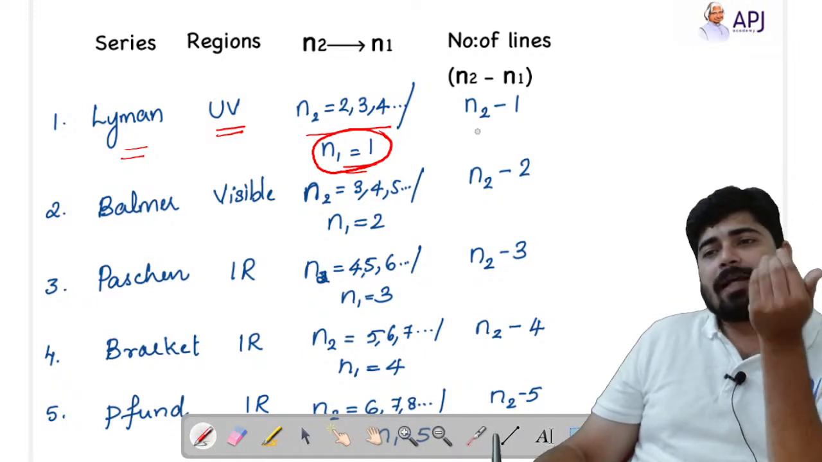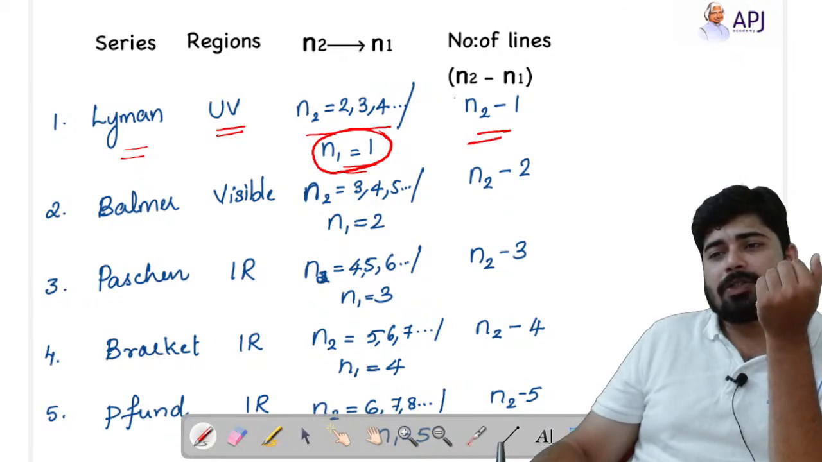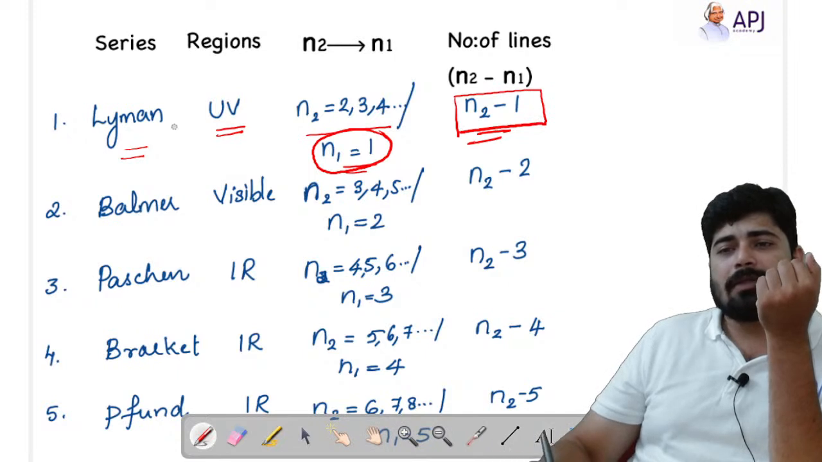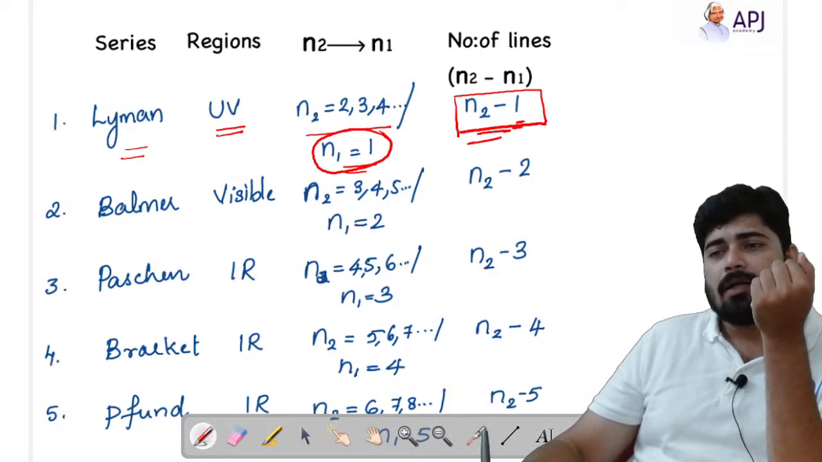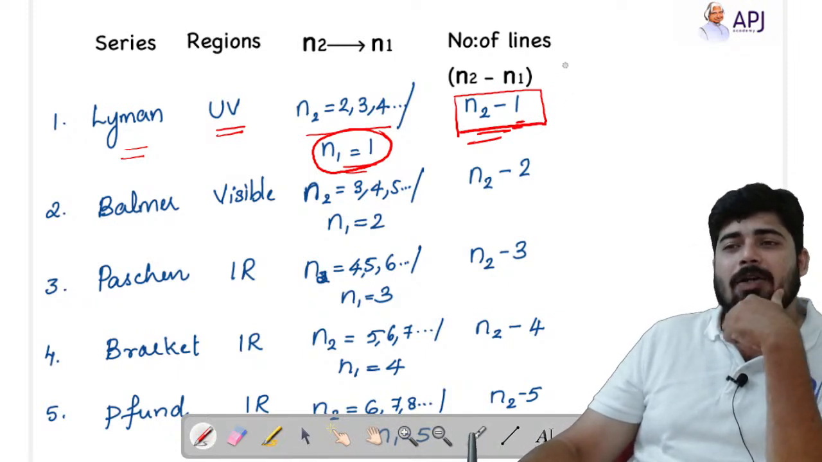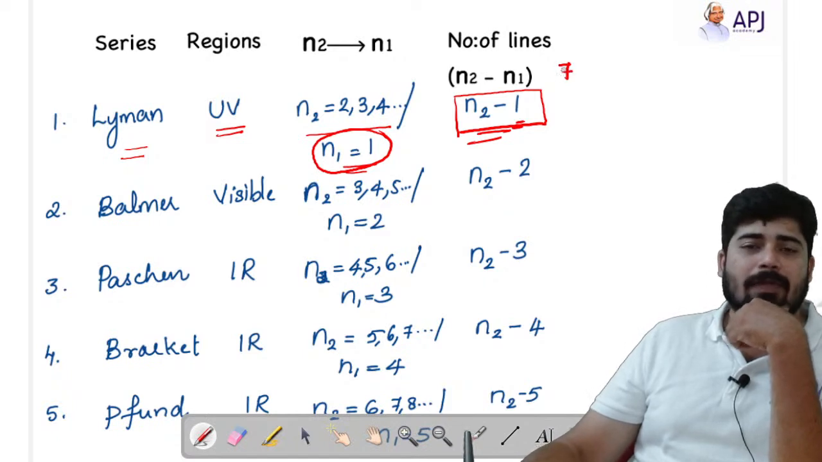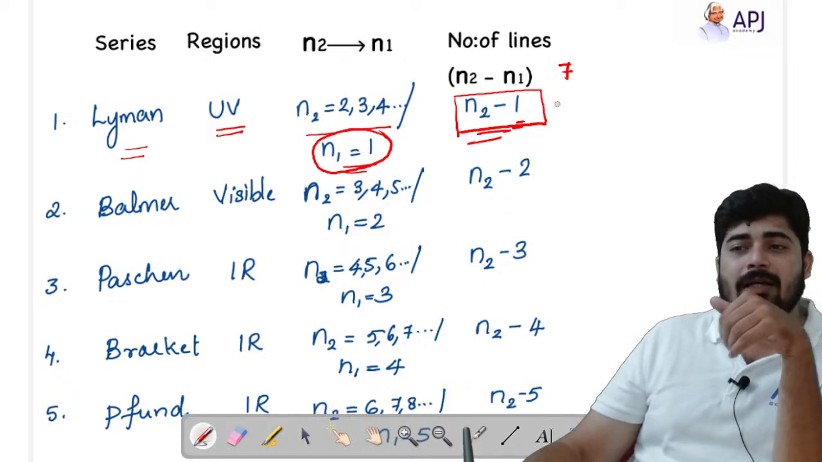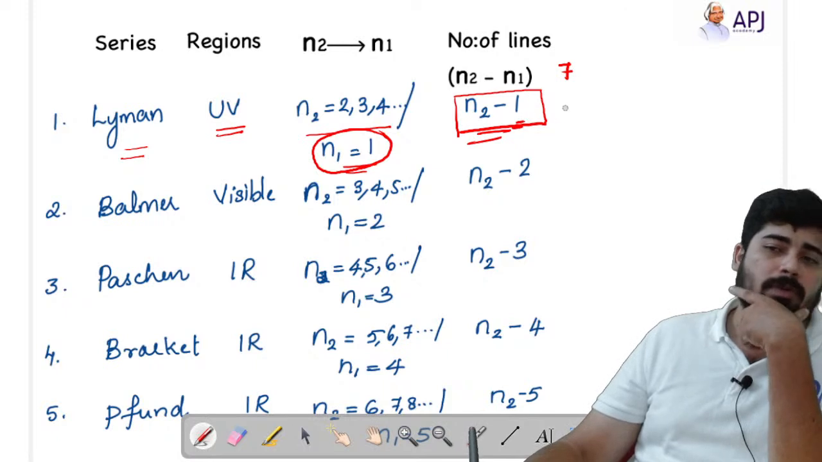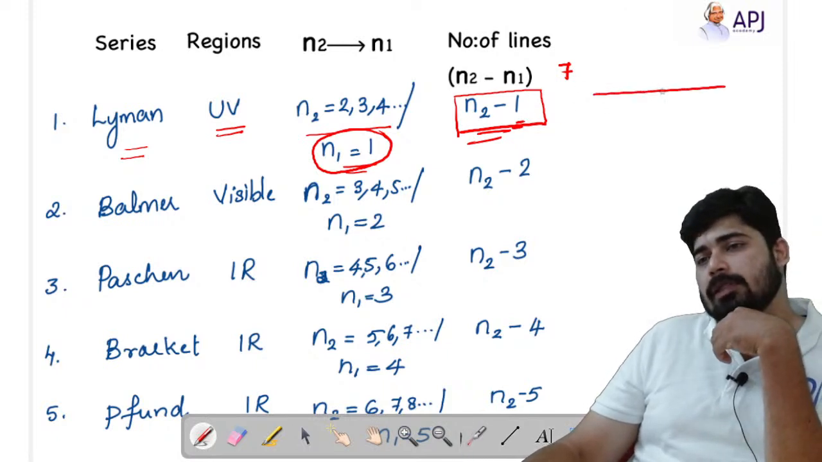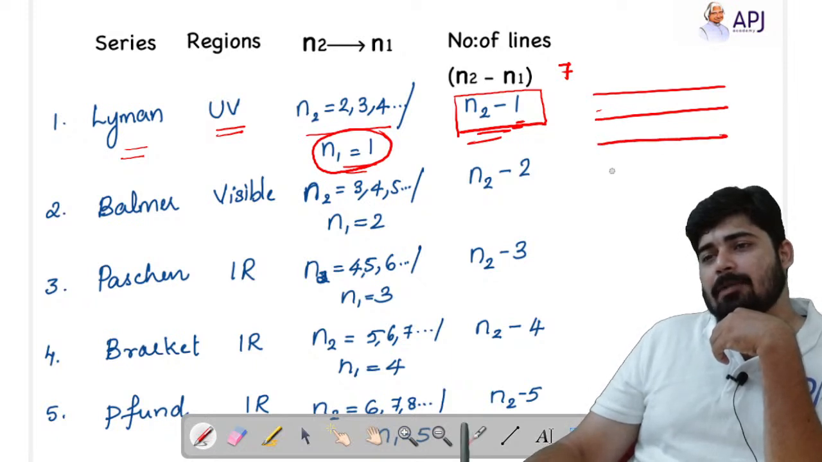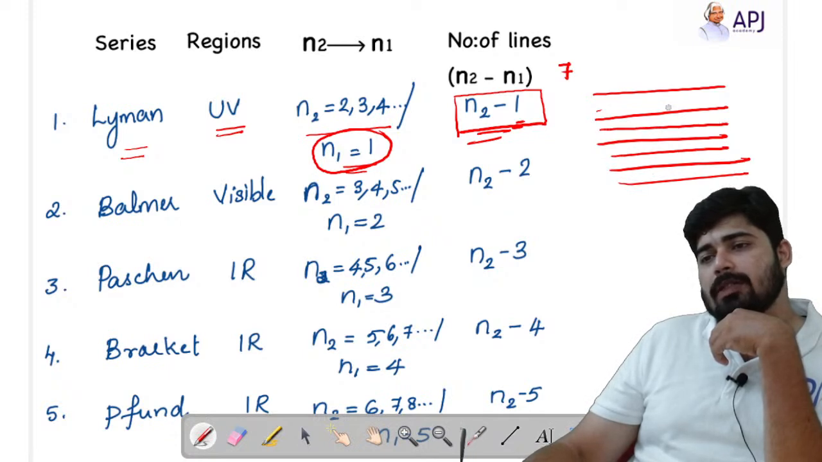In order to find out the number of lines, you can just use this formula, N2 minus N1. So for the case of the Lyman series, N1 is equal to 1. If I say that the electron is jumping from the 7th shell, how many lines can be formed? I am just giving you an example to clarify your concept here. So let's see here, 1, 2, 3, 4, 5, 6, 7.